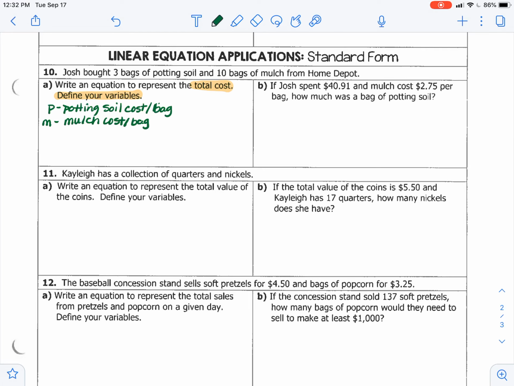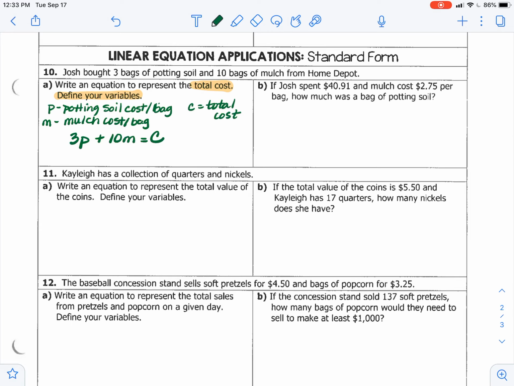Okay? So if you think about it, if I buy 2 bags of potting soil, or 3 bags of potting soil, I would take the 3 times the cost per bag, right? So my equation here is 3 times the cost per bag plus 10 times the cost per bag of the mulch. And this is going to give me my total cost, and we could let it be T or C or whatever. I'll just put C for cost. I like using C. Okay? So we should identify that also. So C is total cost. Okay? So any variable that you use, you need to identify.